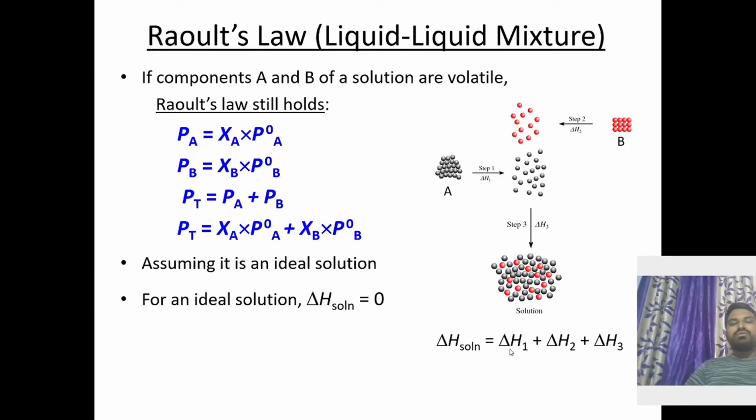The delta H of solution is equal to delta H1 plus delta H2 plus delta H3. In step 1, this one is A, and this one is B. Step 1 delta H1, delta H2 and delta H3. This is a solution; these are the solutes. Ideally, solvent-solute interaction will equal solute-solute plus solvent-solvent interaction.